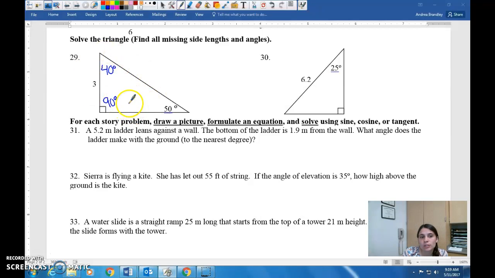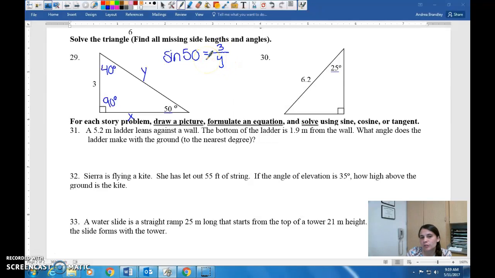And then I can use any trig function I want to try and find these two sides. So I'll just pick sine because that's the first one. So sine of 50 is equal to opposite over hypotenuse. So that would be 3 over y. So I'm going to go ahead and solve for y.